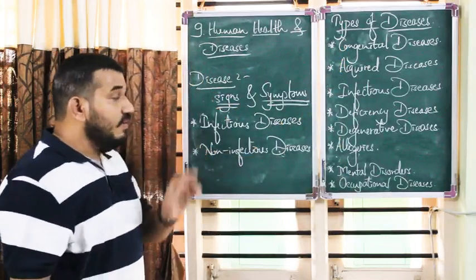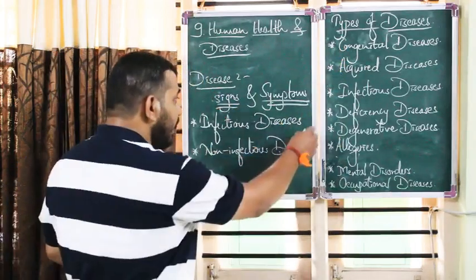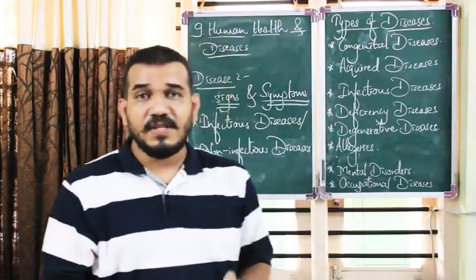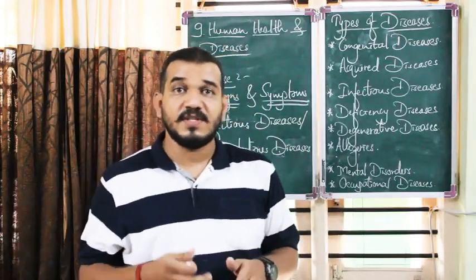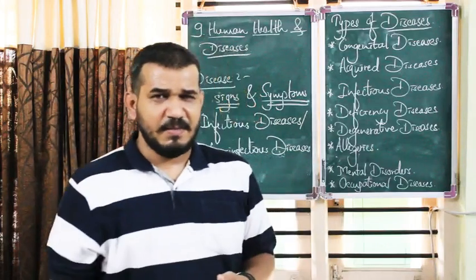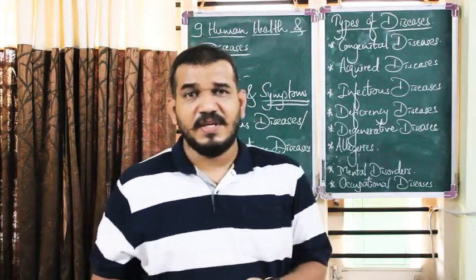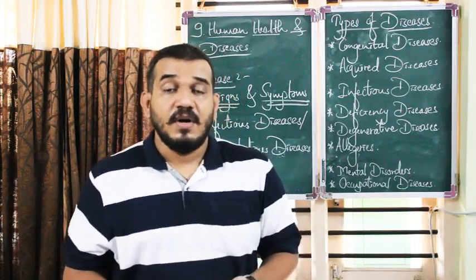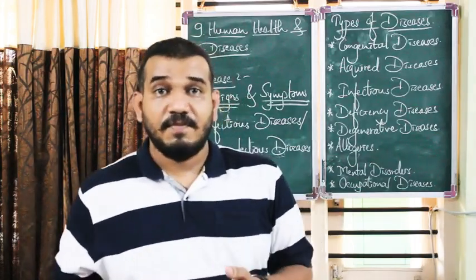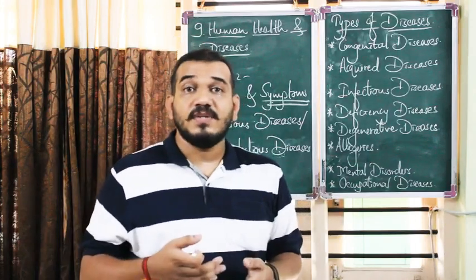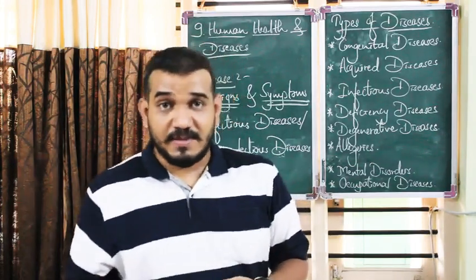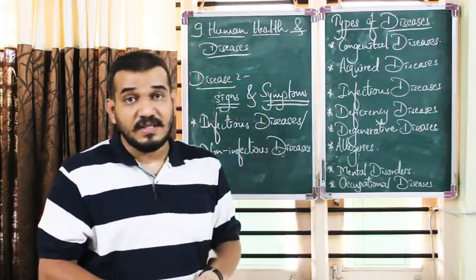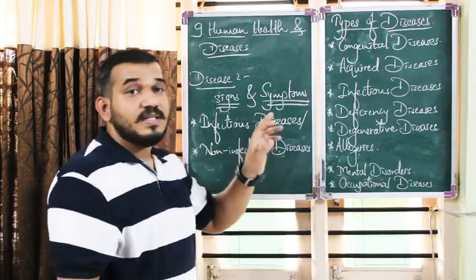Okay, so what are infectious diseases? We also call them communicable diseases. Infectious diseases are those diseases which spread from one person to another person. For example, right now we are experiencing this corona. This spreads from one person to another person. Another example is cough. It can spread from one person to another. Cold, it can spread from one person to another person. These are communicable diseases or infectious diseases.